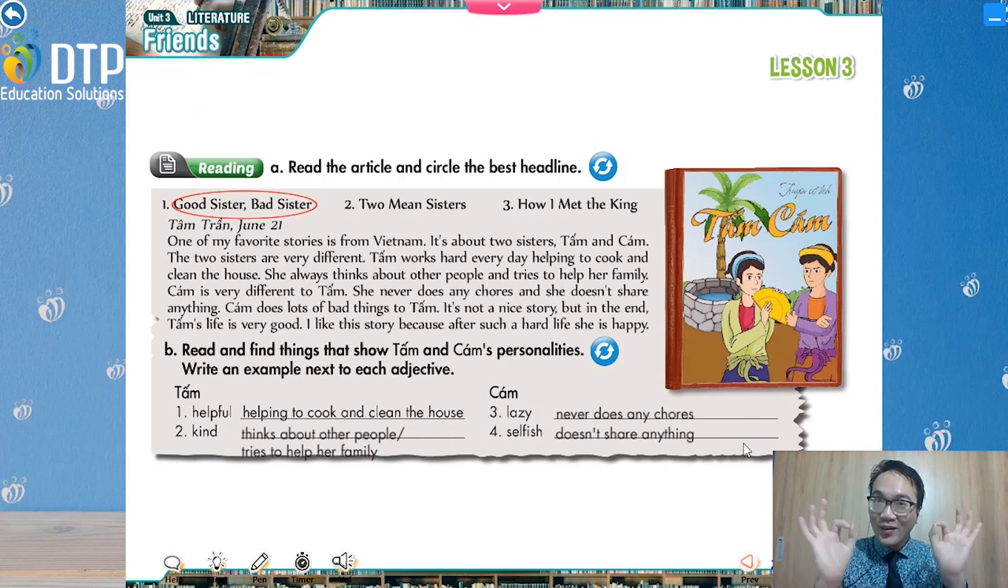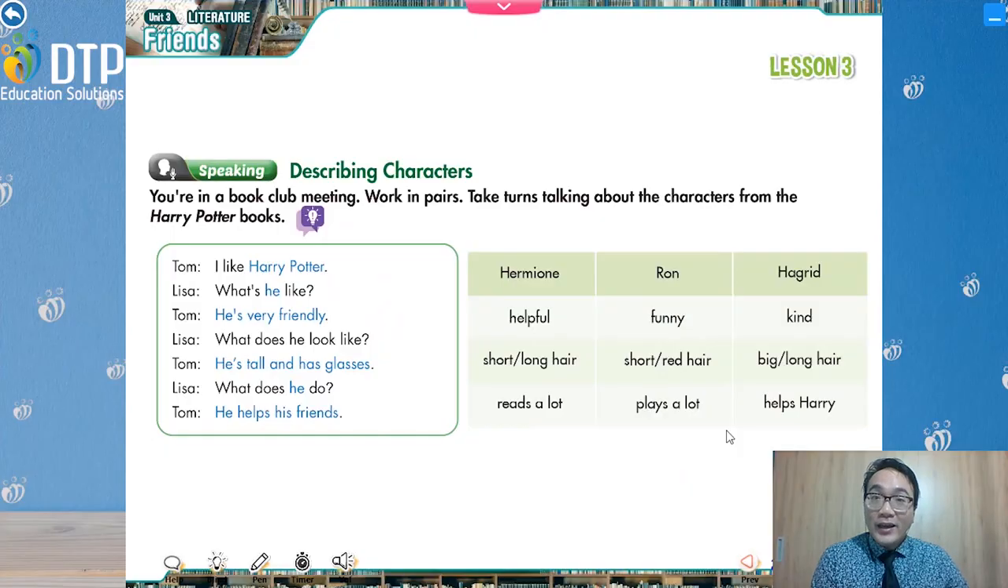Easy? Okay. Very okay then. So now, part 1, reading done. We move to part 2, right? Okay, speaking time, describing characters. Now you are in a book club meeting and you work in pairs. Take turns talking about the characters from the Harry Potter books.